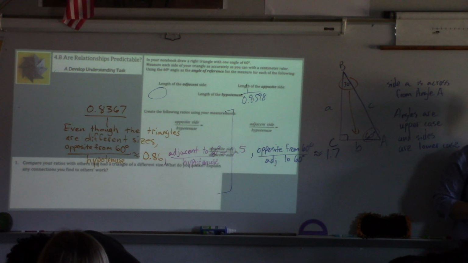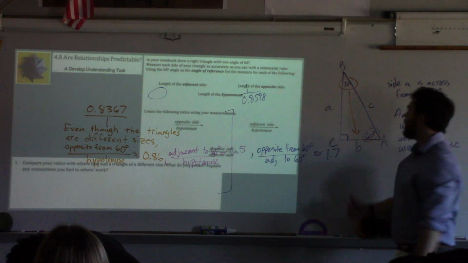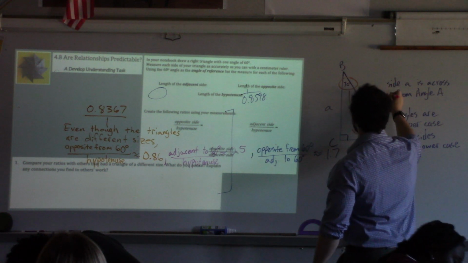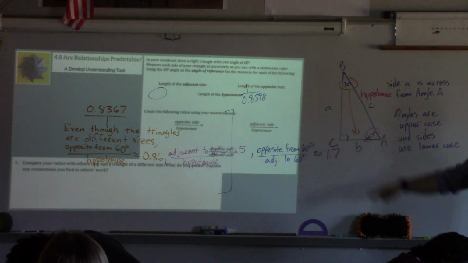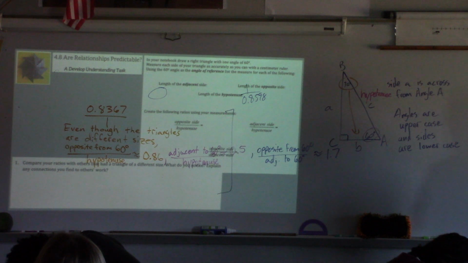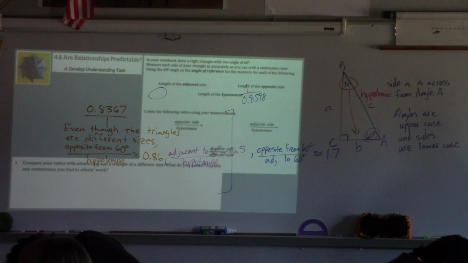The adjacent is not the what? Hypotenuse. So what side, anyone from Austin's group, what side did I say I would recommend identifying first? Hypotenuse. If you identify your hypotenuse first, which is opposite that 90-degree angle, it makes it easier to identify the opposite and the adjacent. So identify your hypotenuse first, so it becomes easier to identify opposite and adjacent. Does that make sense now?